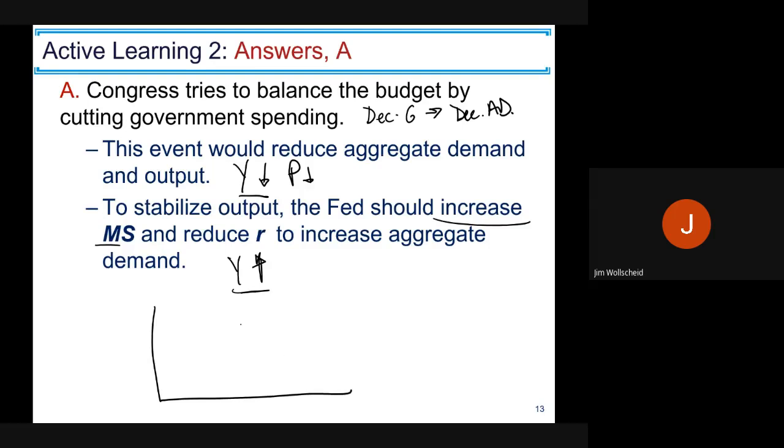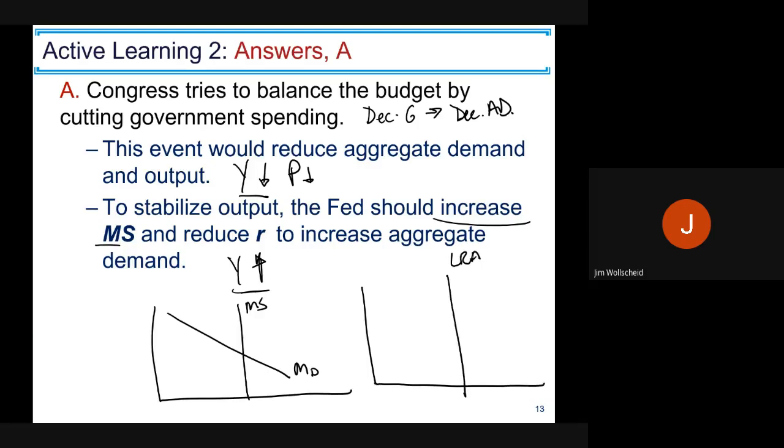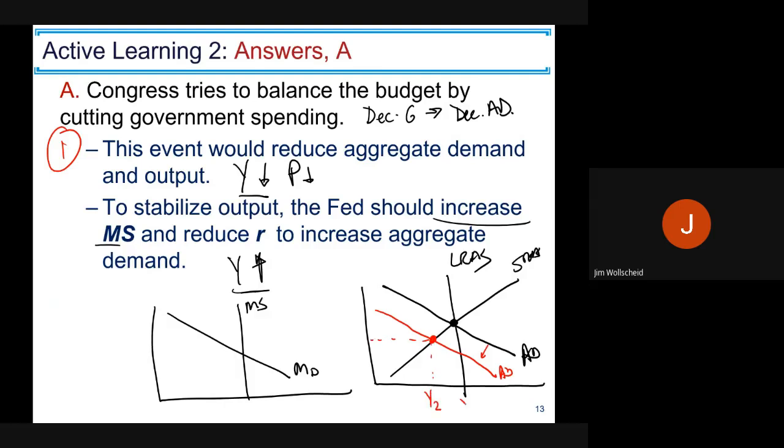What do the graphs look like? So here's the MS, MD. The easiest way is we start in equilibrium. Then the event occurs, right? We try to balance the budget by decreasing government spending. So what happens is aggregate demand moves left. What do we notice? Well, we notice that we're short, right? We're short output. We refer to this shortage as a recessionary gap.